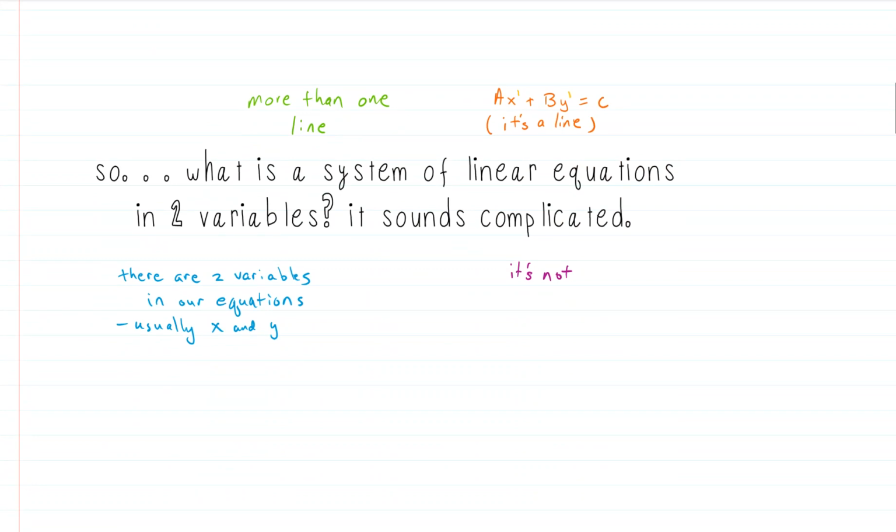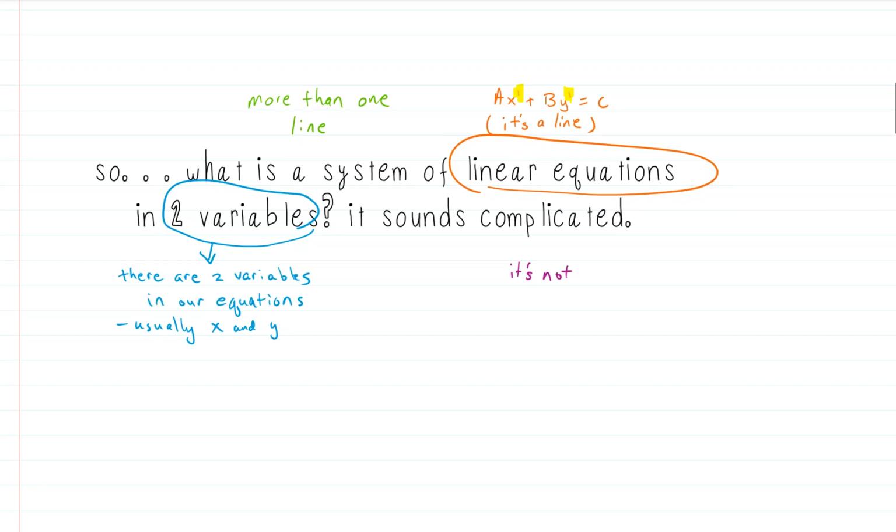Let's start. Well, what is actually a system of linear equations in two variables? Let's break it down really quickly. Two variables, that just means we literally have two variables. Usually they're x and y. These variables all have an exponent of 1 on them, so that means they're linear. That means these equations describe a line.